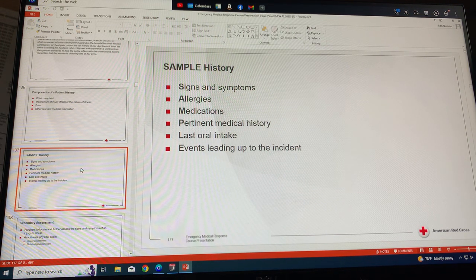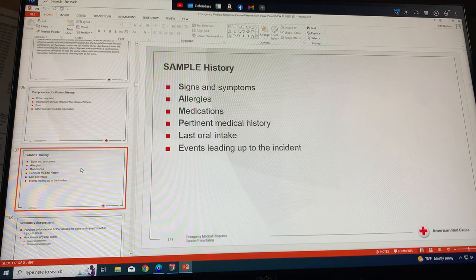Ask questions such as, where do you have pain? Are you feeling nauseated? Do you have a headache? Are you having any difficulty breathing? Okay, next is allergies. Ask the patient whether they are allergic to any medications, food, or environmental elements such as dust, pollen, or bees.